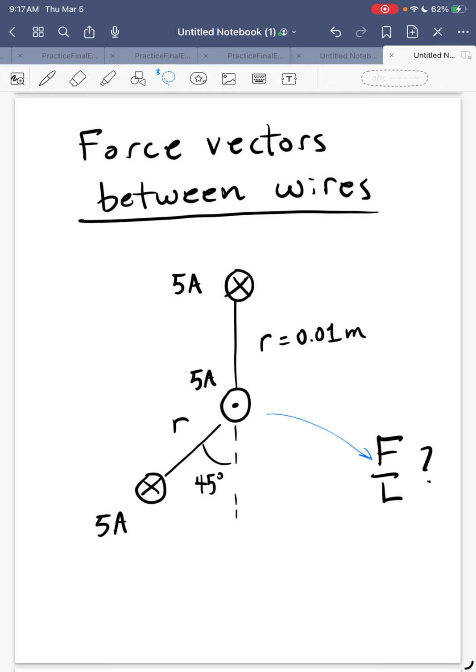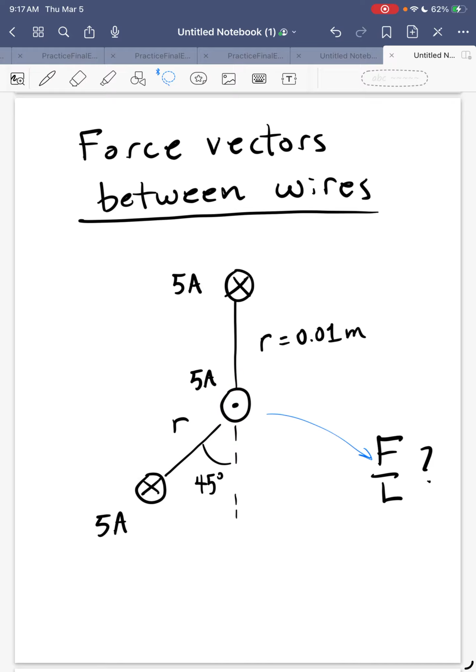So imagine we have a situation like this where we've got a 5 amp wire with current going into the page, another 5 amp wire with current coming out of the page, and another one with current going into the page. They're arranged at equal distances from each other. Here the distance is 1 centimeter, and here the distance is 1 centimeter. And here we're told that this is a 45-degree angle from the vertical. So the question is asking, what is the force per unit length on this wire in the center here?